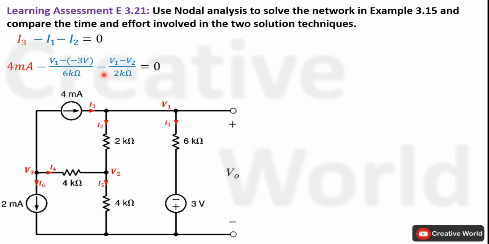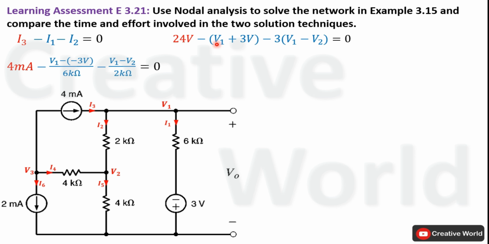Now solve this equation, multiply on both sides with 6 kilo ohm. The equation will become 6 kilo ohm times 4 milliampere, which is 24 volt, minus (V1 plus 3 volt). This minus is multiplied with minus outside of the bracket. It will become plus 3 volt. Minus 3 into (V1 minus V2). Here the 6 kilo ohm will cancel out with 2 kilo ohm in the denominator. Only 3 will be left, and that 3 will be multiplied with V1 minus V2.